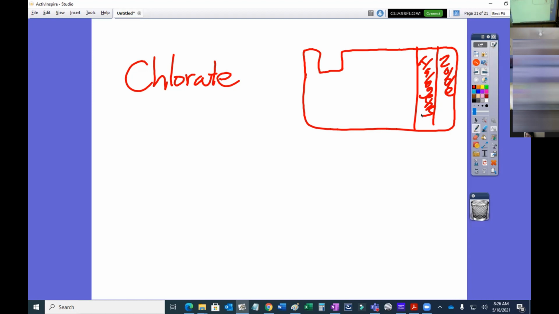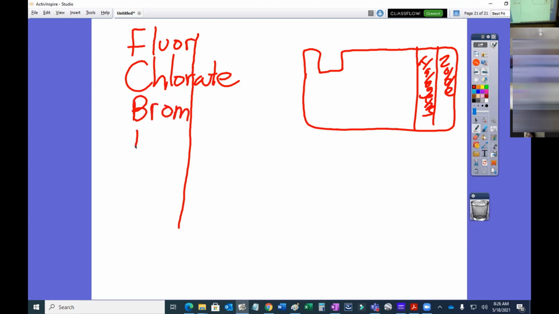And for the halogens, every single halogen can be substituted in by taking the root of them. Fluor, chlor, brom, iod, and astatine.